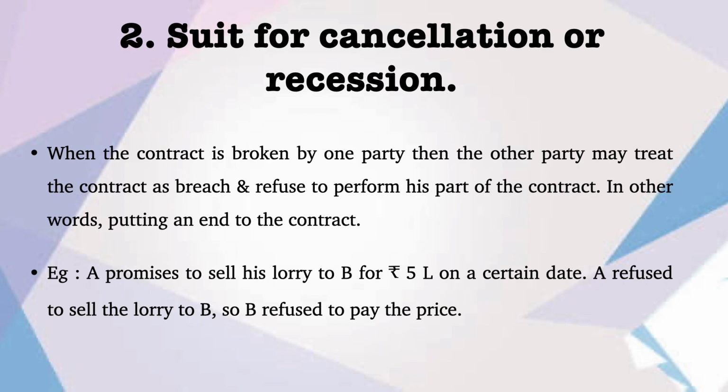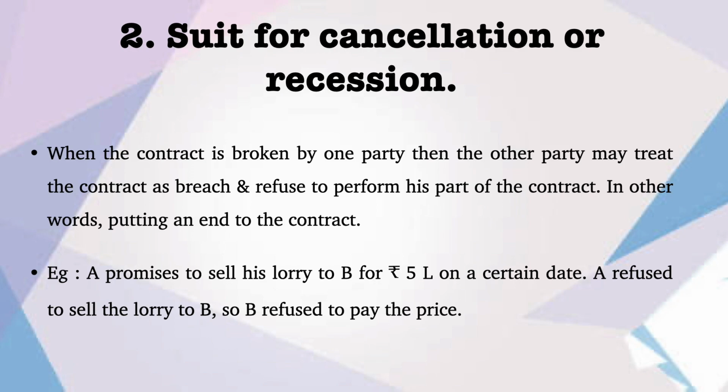Second kind is suit for cancellation or rescission. When the contract is broken by one party, then the other party may treat the contract as breach and refuse to perform his part of contract. In other words, putting an end to the contract. So here what happens, A promises to sell his lorry to B for rupees 5 lakh on a certain day. So basically all things are clear between both the parties. What is the subject matter of the contract? What is the consideration? Everything is decided.